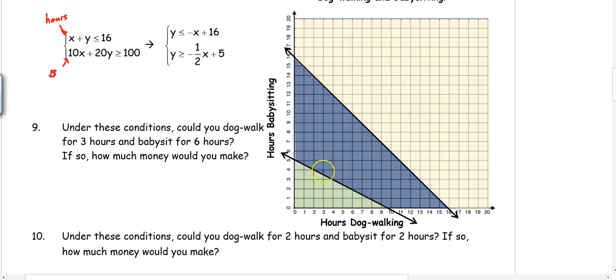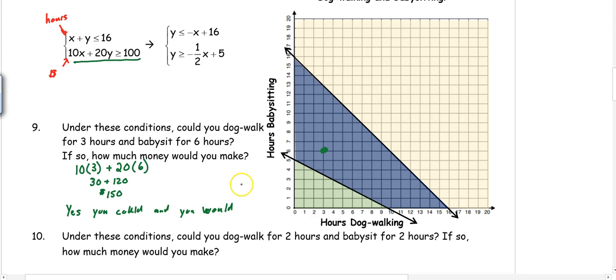So we're going to look at the point 3, 6. So 3 hours of dog walking, 6 hours of babysitting. It's in the feasible region, so you could work that. So we are going to substitute into our money equation. So we get $10 an hour for walking the dogs. So 10 times 3 plus $20 an hour for babysitting. So when I multiply this, I get 30 plus 120. So I'd make $150. So under these conditions, could you walk for 3 hours and babysit for 6 hours? Yes, you could. And you would earn $150.